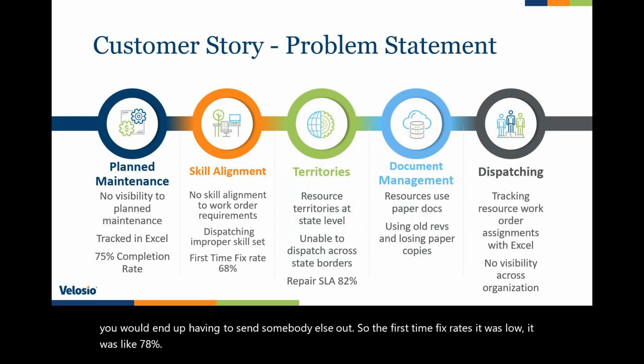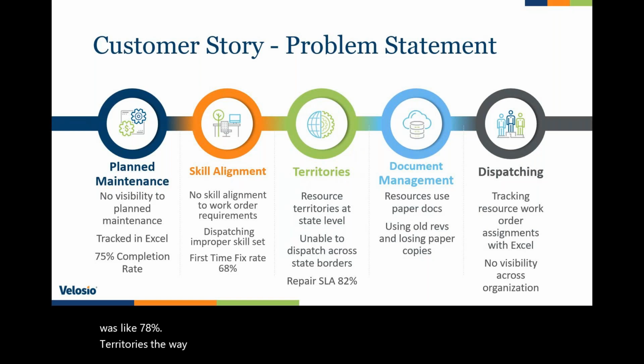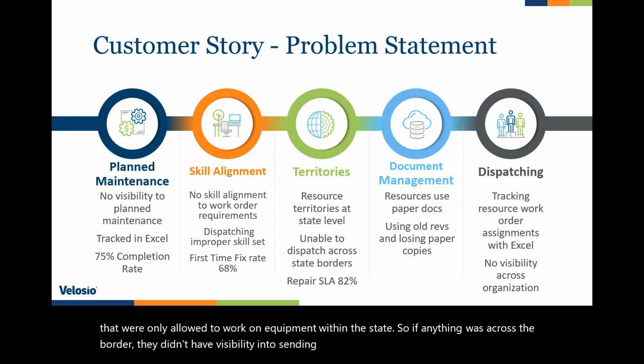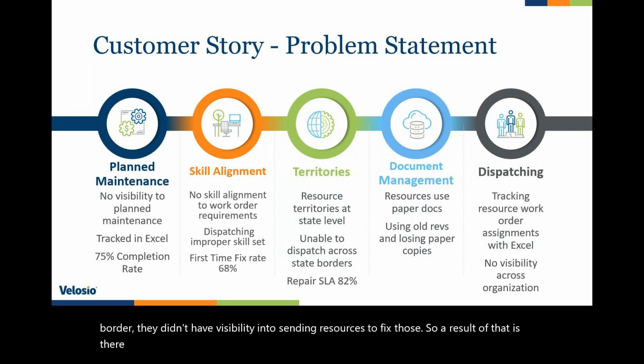Territories. The way they had their territory structured was state-based. They had resources that were only allowed to work on equipment within the state. So if anything was across the border, they didn't have visibility into sending resources to fix those. So a result of that is their repair SLAs were only 82% to meet that repair SLA.